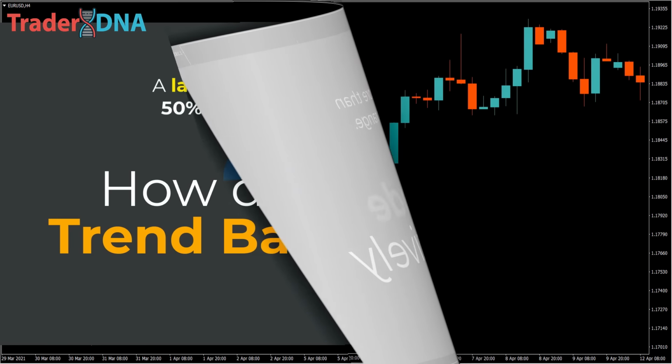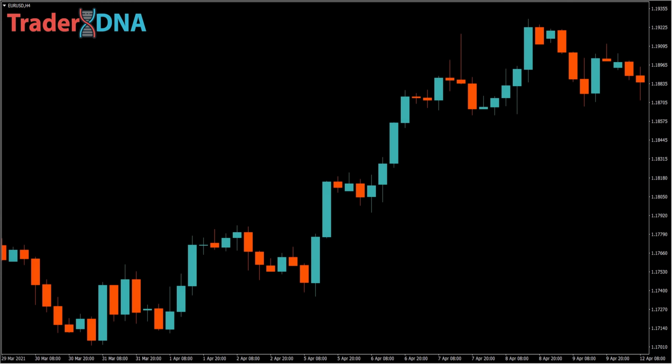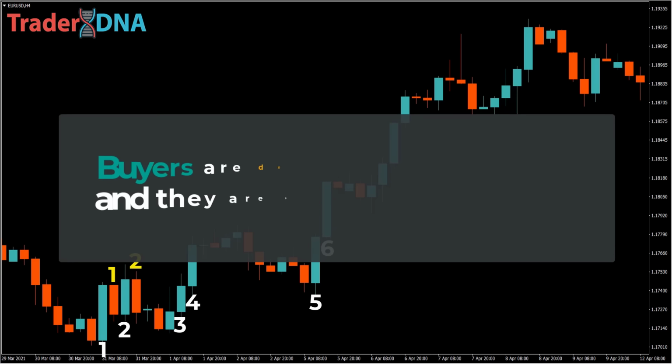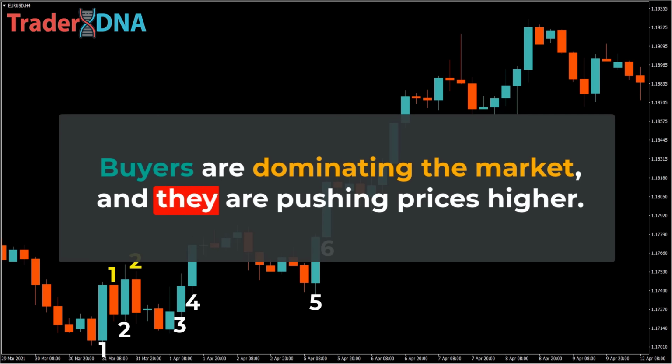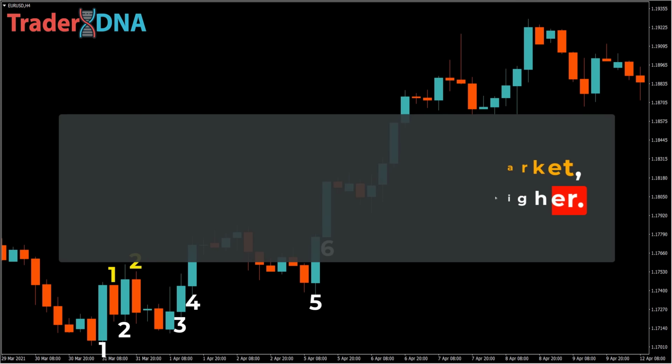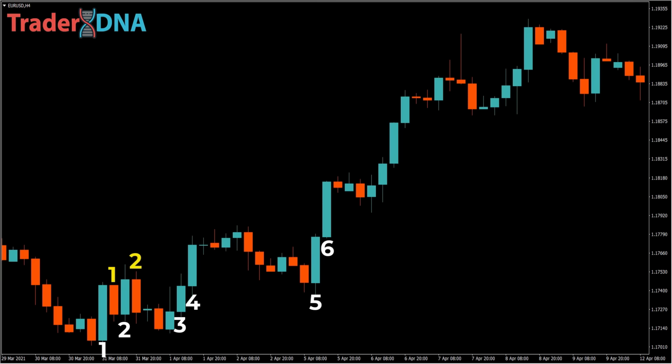Check out this chart. Let's count the trend bars together. Bullish trend bars, 1, 2, 3, 4, 5, 6. Bearish trend bars, only 2. What does this tell us? It's crystal clear. Buyers are dominating the market and they are pushing prices higher. This means we're in a strong bullish trend, so what should we do? Only look for buy entries.